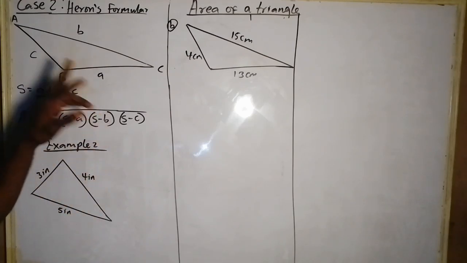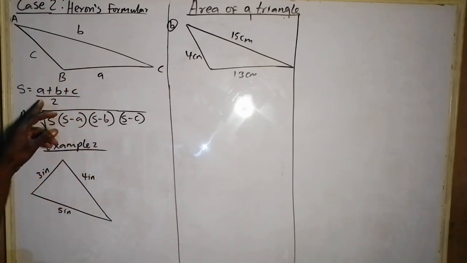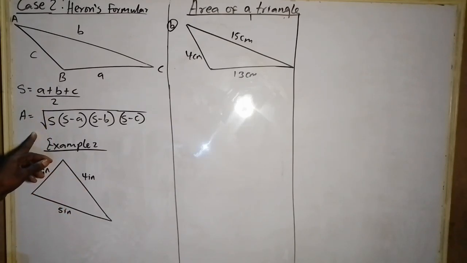By 2. The sum of all the three sides, then we divide it by 2. That is your semi-perimeter. And that is what we're going to make use of to find the what? The area of that particular shape. Now, let's get started. Let's take the first example.